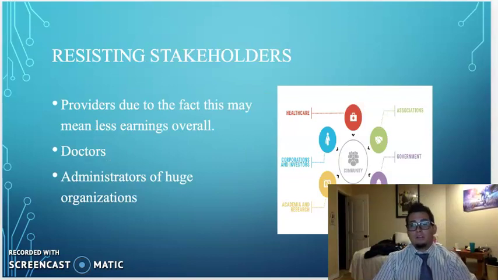Resisting stakeholders are providers due to the fact that this may mean less earnings overall. Doctors, administrators of huge organizations. The huge organizations are the reason why healthcare is so skewed. When a big organization takes over a smaller organization, that causes the inflation within the healthcare costs due to the fact that they are overcharging and different other reasons that I'm not going to go into right now. These are the resisting stakeholders that need to be on board as well. Although this may create earning differences than what care providers are used to now, it will ultimately create a better healthcare organization overall for the United States.